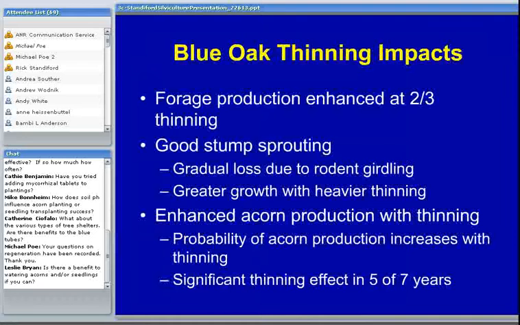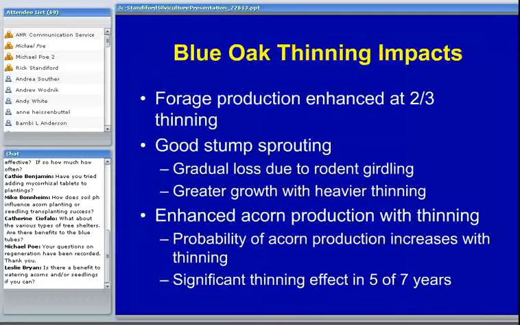Stump sprouting was quite good in all of these areas that were thinned, but over the 15 years or so since we did the thinning, we saw a gradual loss of the sprouts due to rodent girdling. This was an area that was ungrazed, and we had heavy buildup of thatch, and we did have large rodent problems with the resprouting survival that Doug talked about earlier.